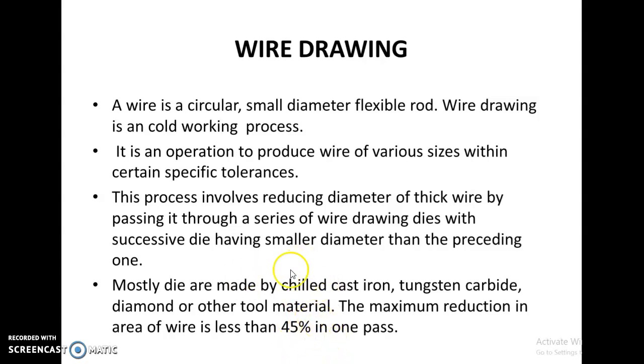So why are the dies made of chilled cast iron, tungsten carbide, or diamond? Because dies are the ones that face the stress. The maximum tensile stress is faced by the dies, so they should be made strong.